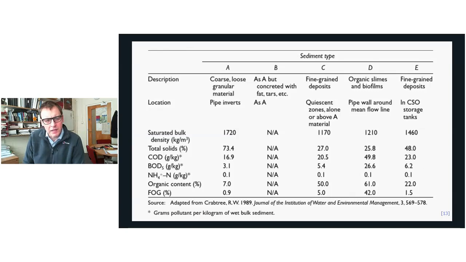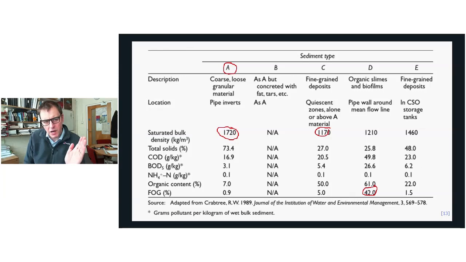So, different types of sewer sediments and the characteristics of them. You can see that you're going from the Class A, remember I talked about earlier, your coarse, loose, granular material having quite a high density, through to your finer grain deposits, which have lower density. Your fat, oil and grease, your organic slimes and biofilms, looks like your FOG content is quite high there as well. So different types of sediments in the sewer, completely different characteristics.